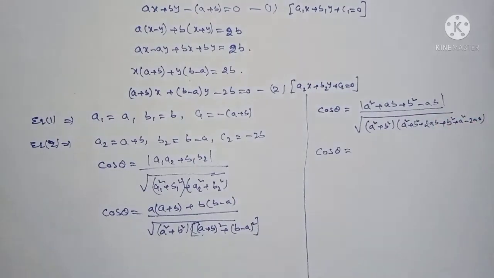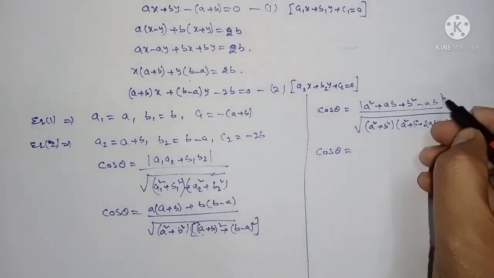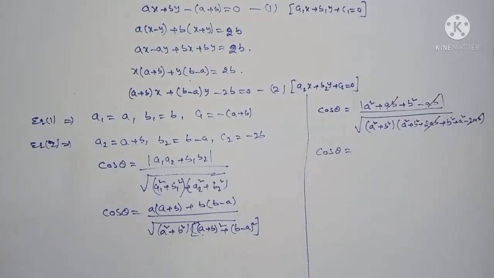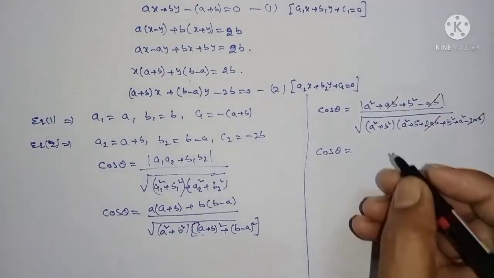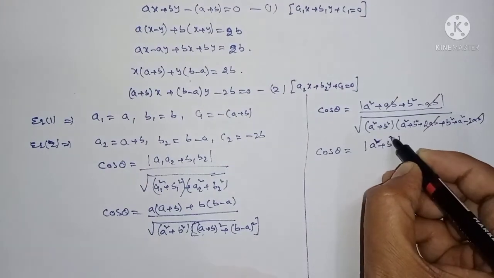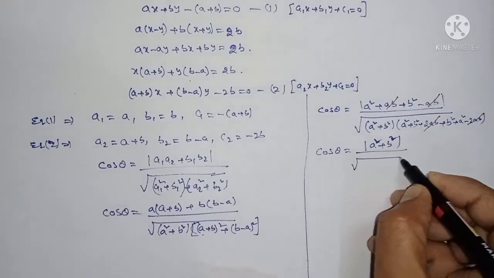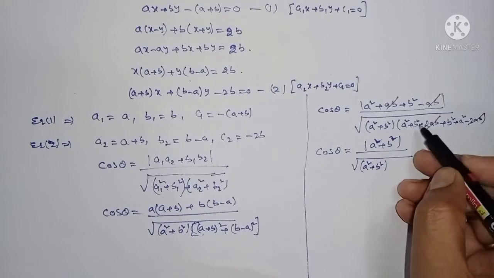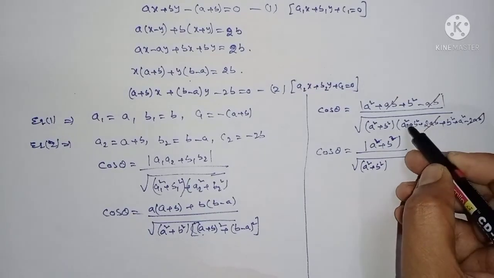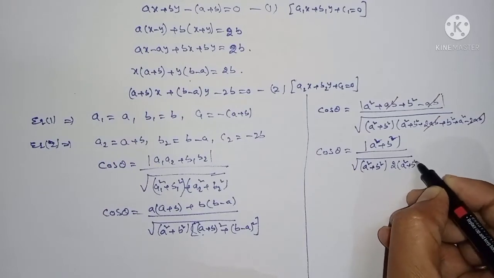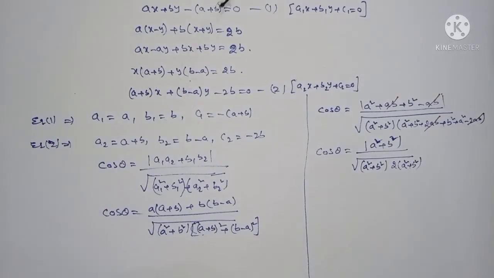Therefore here ab gets cancelled, here 2ab gets cancelled. What are the remaining terms? Mod of a square plus b square by under root of a square plus b square into, in this term you can add 2a square plus 2b square. I can take 2 common here. What is the answer here? a square plus b square.